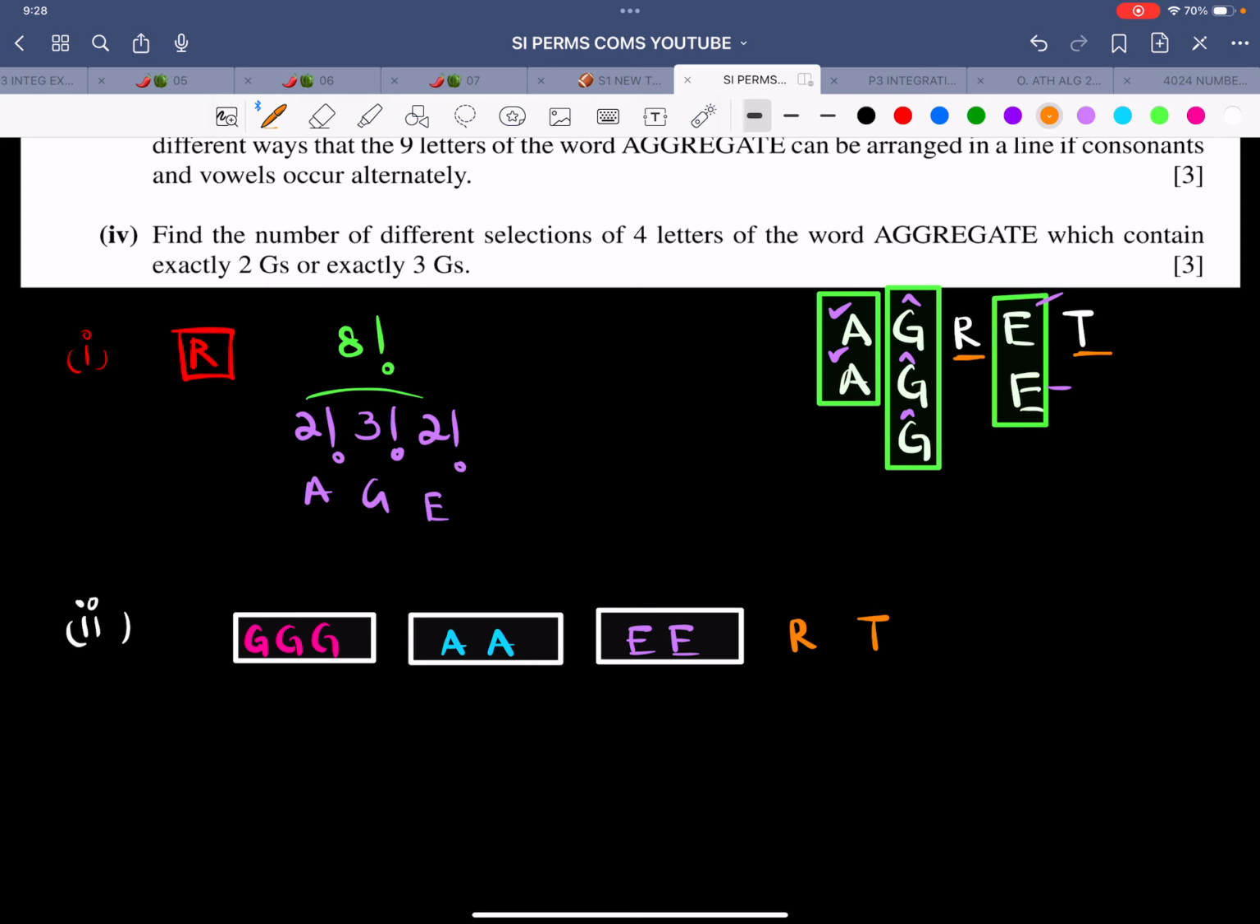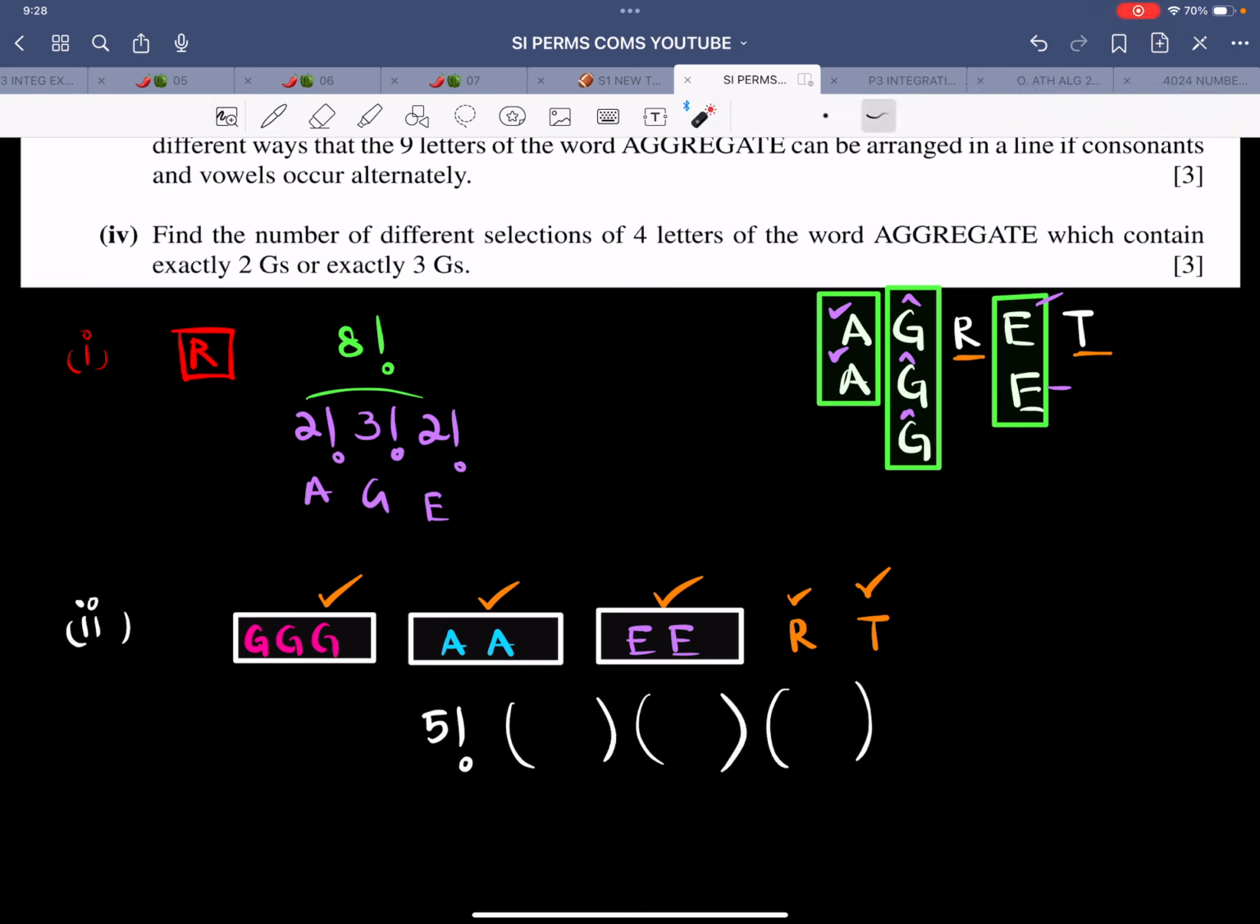Now what's the rule? The rule is treat the box as one unit. 1, 2, 3, 4, 5. They can be arranged in how many ways? So let me grab a white marker and they can be arranged in 5 factorial ways. Now what about the 3 boxes? What exactly is happening in these 3 boxes? Technically nothing is happening. It's just one way of arranging it.